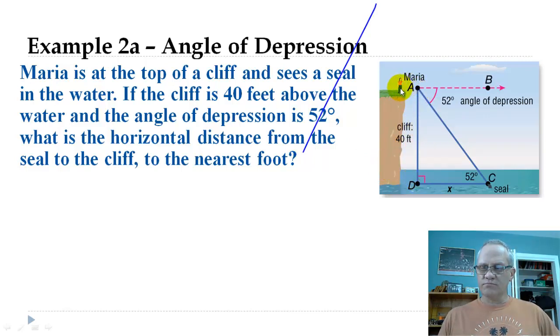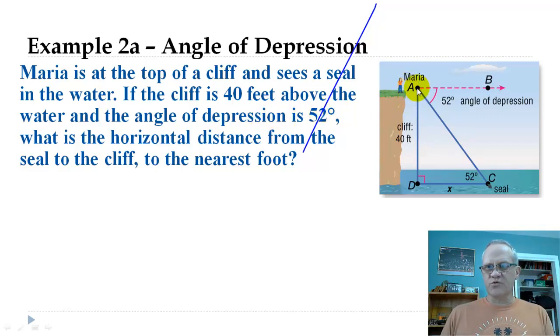Here's Maria, and it says the cliff is 40 feet high, so there's our 40 feet. It said the angle, and here's where it can be a little tricky for people. It said the angle of depression is 52 degrees when she's looking down.